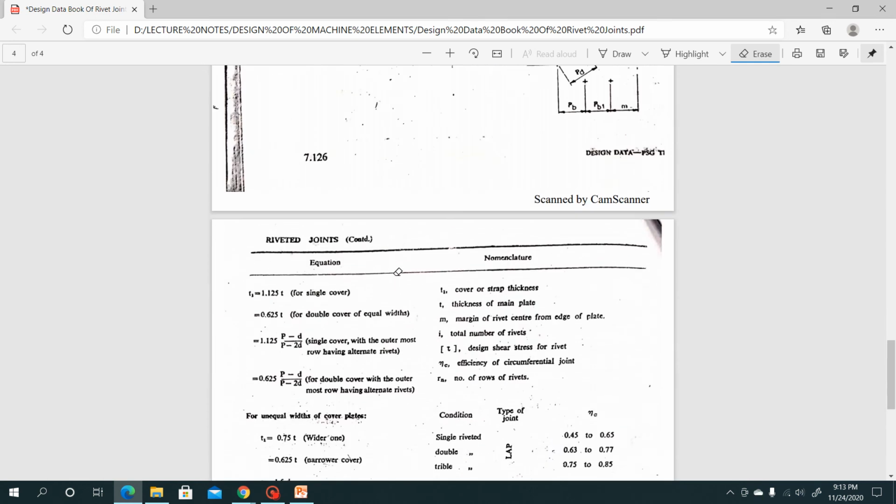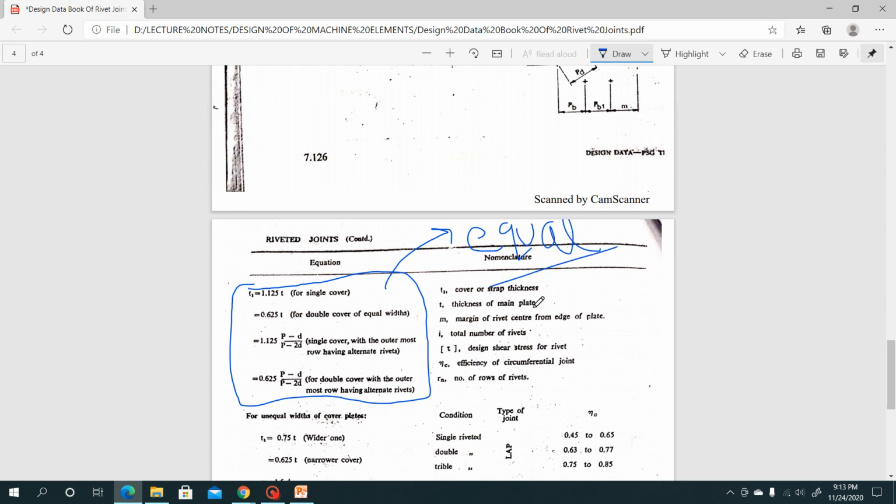Yes, page number 7.127. You can see these particular things. Now for a single cover, thickness is 1.125 times T. For a double cover of equal width, thickness T1 is 0.625 times T. This particular data is valid for equal width cover plates. I repeat, this data is applicable for equal width cover plates.